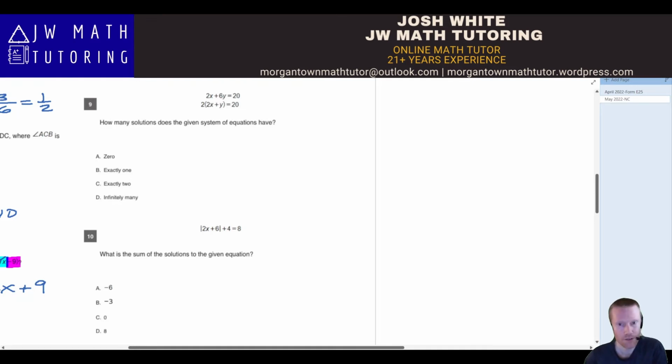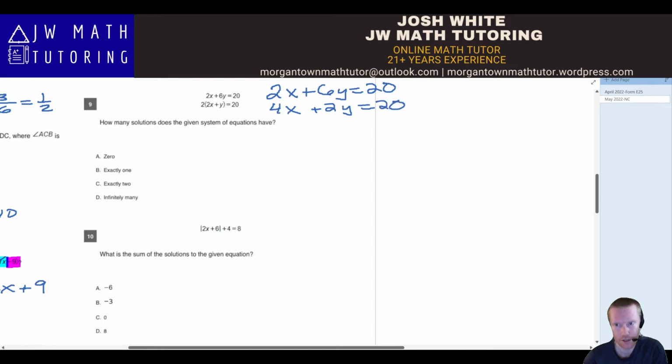Next up, we have a system of equations, and it asks how many solutions the system of equations has. Systems of linear equations are a very common topic on the SAT, and specifically also identifying one solution versus no solution versus infinite solutions, and things like that. So first thing I would do is multiply this 2 times both terms that it's in front of in the second equation. In other words, I would distribute it.